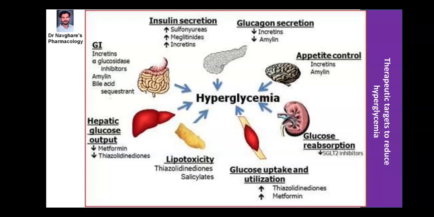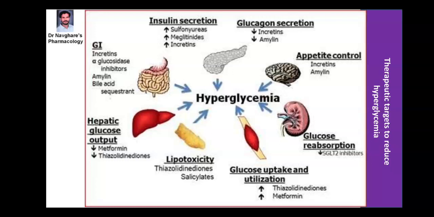Next criteria is glucagon secretion. So glucagon helps in increasing plasma glucose. So we have to suppress that glucagon. So incretins and amylins are helpful. Then controlling the appetite. Incretins are helpful. Then glucose reabsorption. So presently newer drugs have come to the market, that is SGLT2 inhibitors, that reduce reabsorption of glucose.